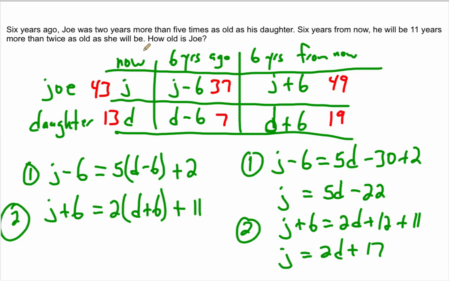6 years ago, that means we're in this middle column. Joe was 2 years more, so 2 years more than 5 times. Well, 5 times would be 35, and 2 years more than that is 37. So checks out for sentence 1. 6 years from now, we're in this column. He will be 11 years more than twice as old as she will be. Well, twice as old will be 38, and 11 more than that is 49. That's a check. How old is Joe is the question. So Joe is 43. Boom. All right, that was fun. Age problems.